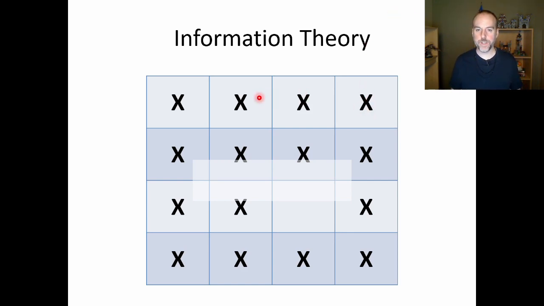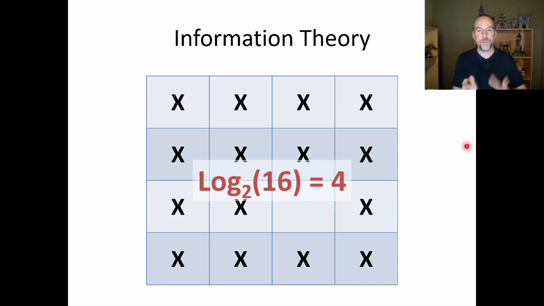We started with 16. We had to ask 4 questions, and that should be a little bit familiar from log base 2, because log base 2 of 16 equals 4. So information theory is built around log base 2, or kind of a binary system. And this was all about how information is transmitted. Think internet, cell phones, wireless, Bluetooth, anything like that.